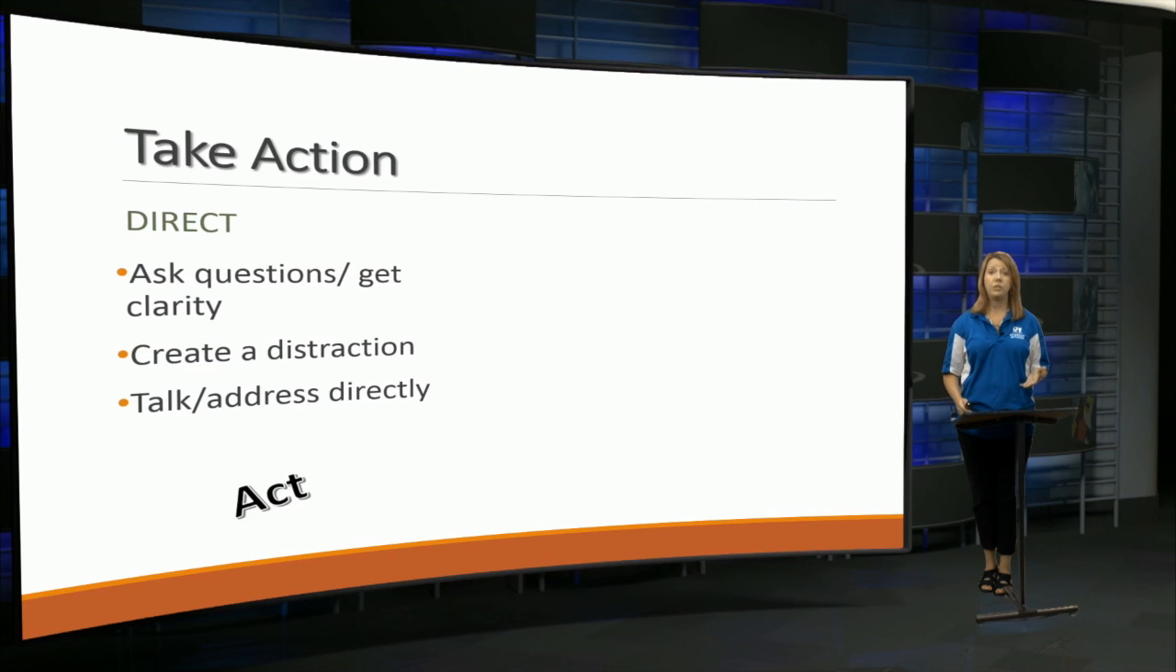Talking or addressing it directly. These may be situations where you have a friend who you're talking to and it sounds like they're really depressed or anxious. Maybe they're even talking about suicide. Those are times when you need to talk to that person, address it directly. It's okay to ask the question, is someone thinking about hurting themselves?